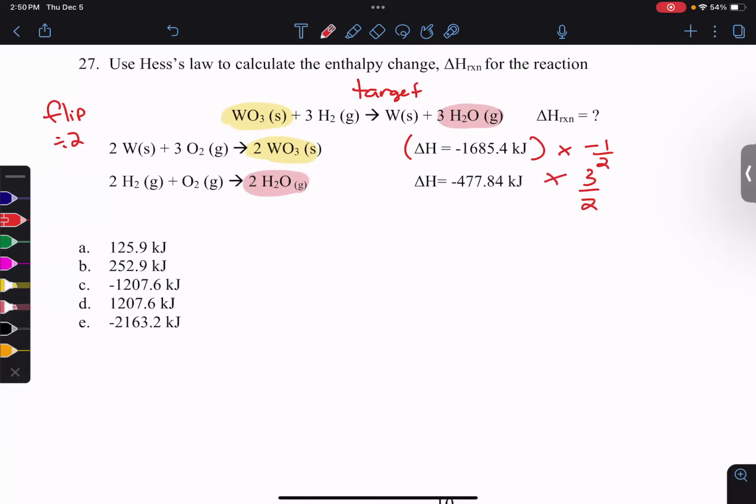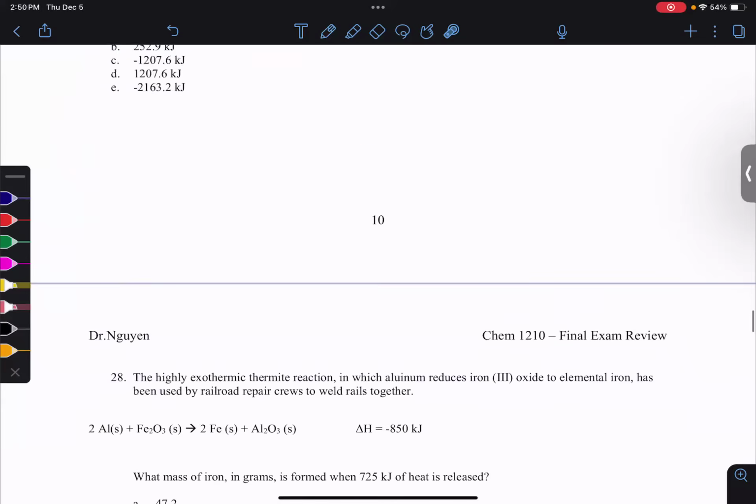So if you rewrite these reactions, you'll see that it adds up to your target reaction, but the important thing is that you want to do this math to these delta H values and then add them up. All right, so there we go, there's 27.